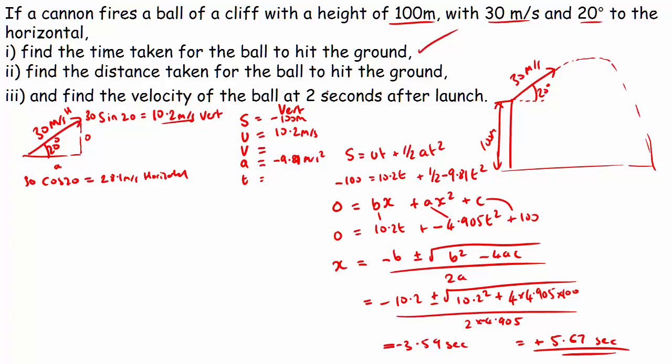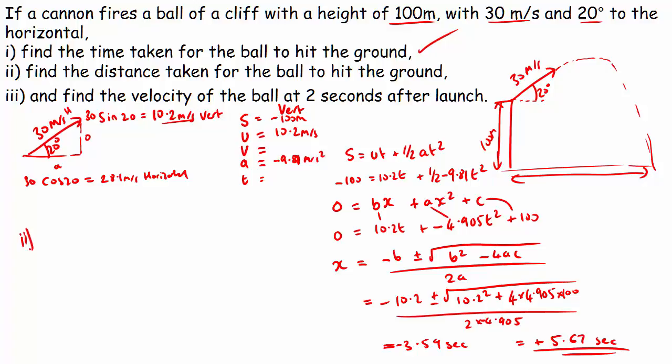Find the distance taken for the ball to hit the ground. I think it means find the distance or the range of the ball. So I think it's asking me for this value. So let's go back to the idea that I can use the horizontal component separately, as though horizontal and vertical components of velocity are separate. So let's do part 2.